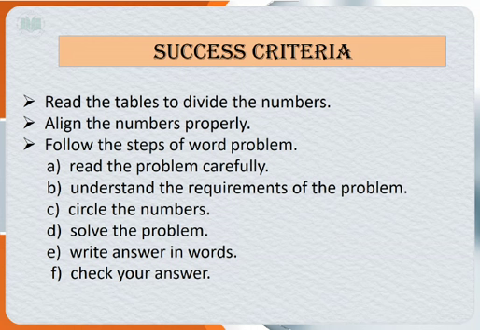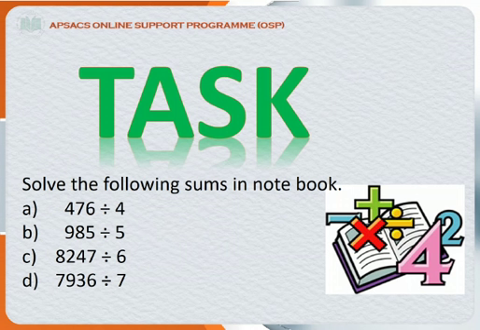Success criteria. Read the tables to divide the numbers. Align the numbers properly. Follow the steps of word problem, which are: read the problem very carefully, understand the requirements of the problem, circle the numbers, solve the problem, write answer in words, and in the end, check your answer.